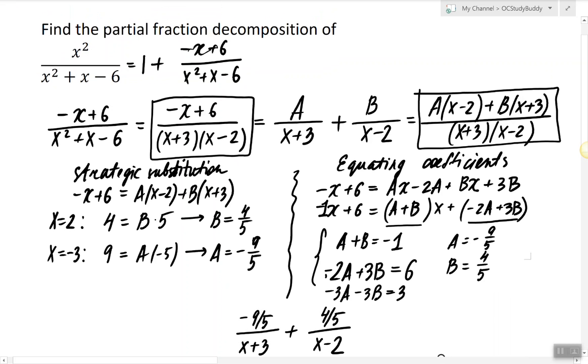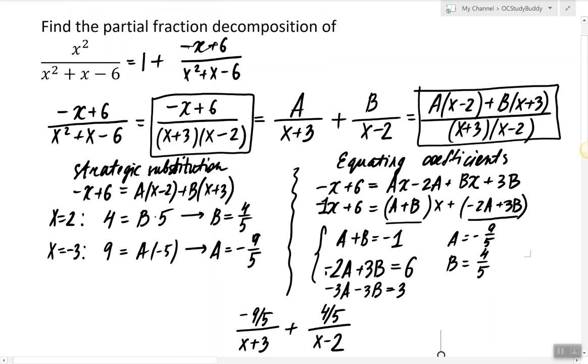Now a quick note about strategic substitution. It works best when all factors in the denominator are linear. In this case we did have that, but in general it may not be the best approach.